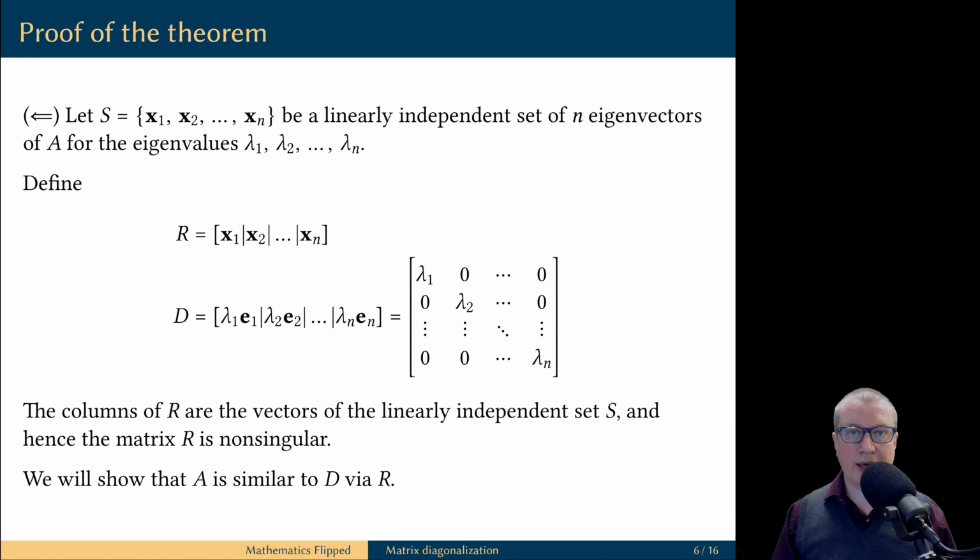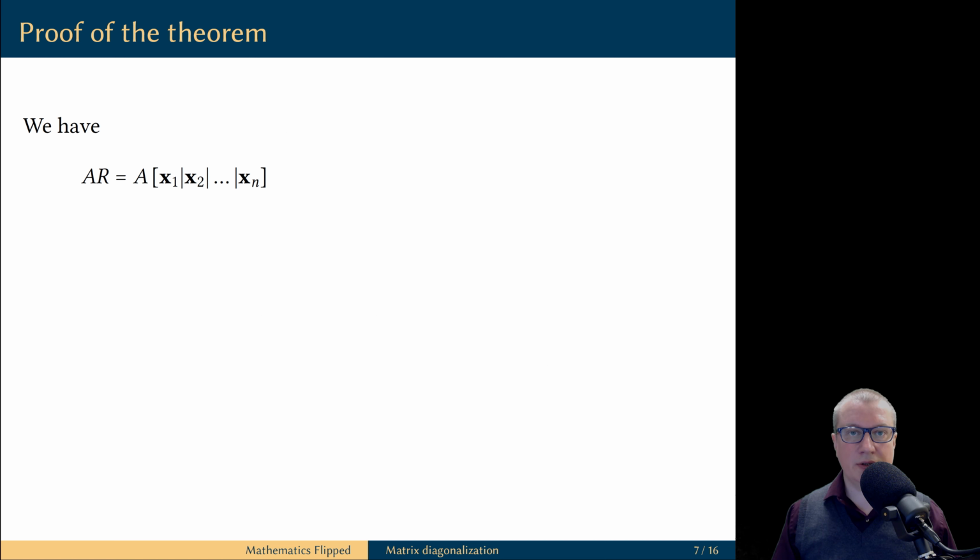I will now show that the matrix A is similar to the matrix D, and I will use the non-singular matrix R for this. First, we are going to look at the matrix product A times R. We represent the matrix R using its columns, and then we recall the definition of the matrix product using the matrix vector product. The columns of the product matrix are the matrix vector product of the matrix A with the columns of the matrix R. However, the vectors x1, x2, and so on are the eigenvectors of the matrix A, which correspond to eigenvalues lambda 1, lambda 2, and so on.